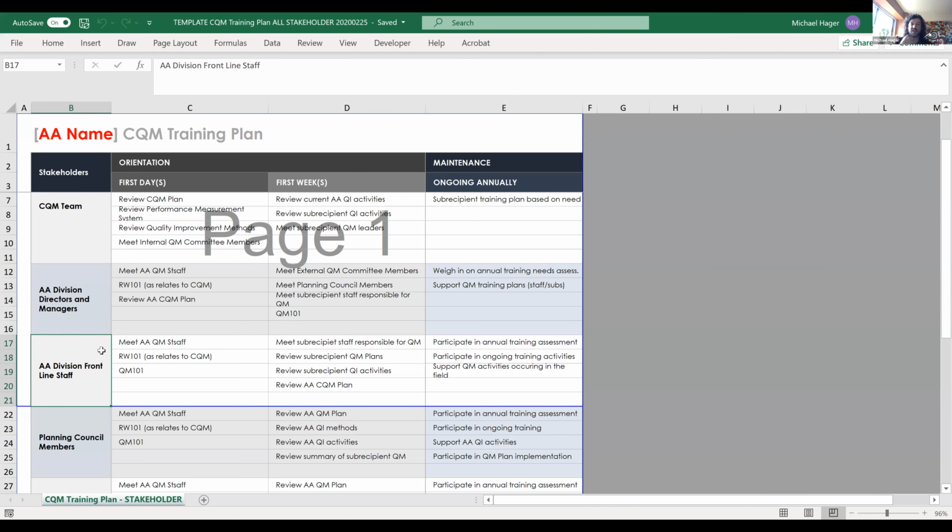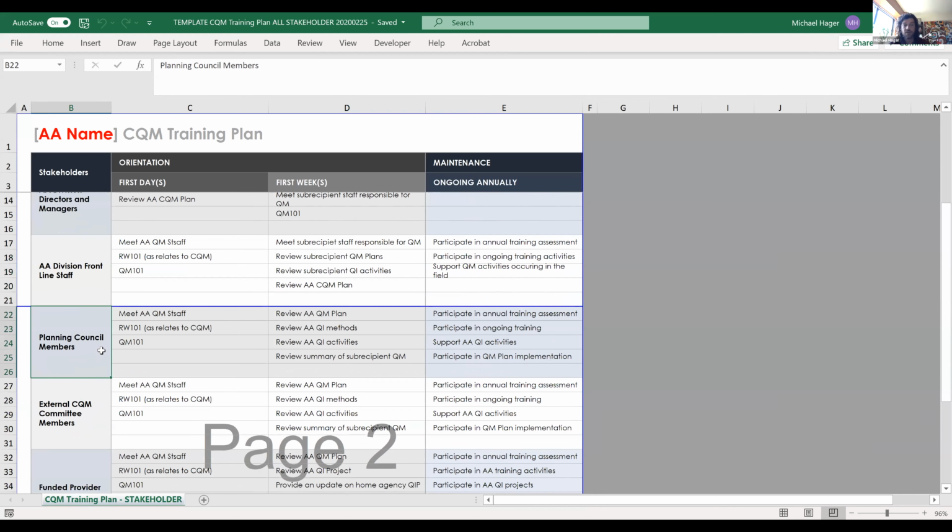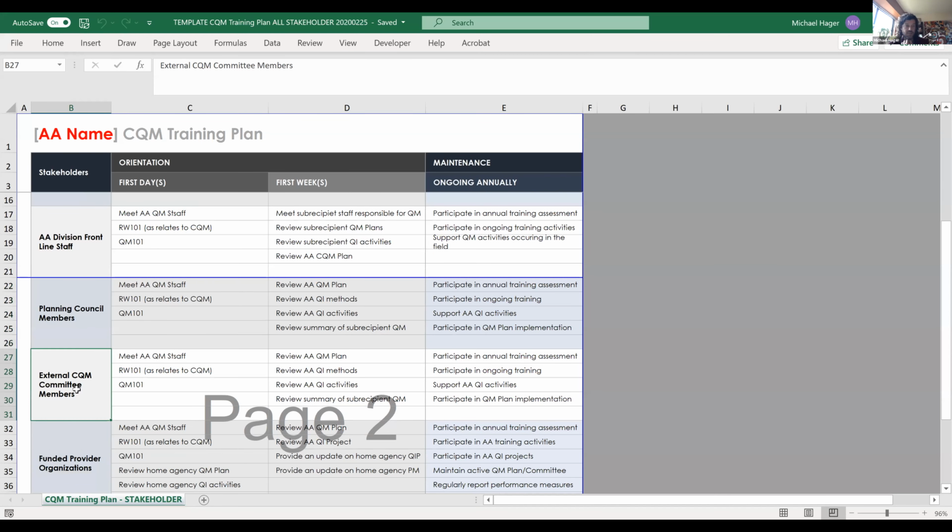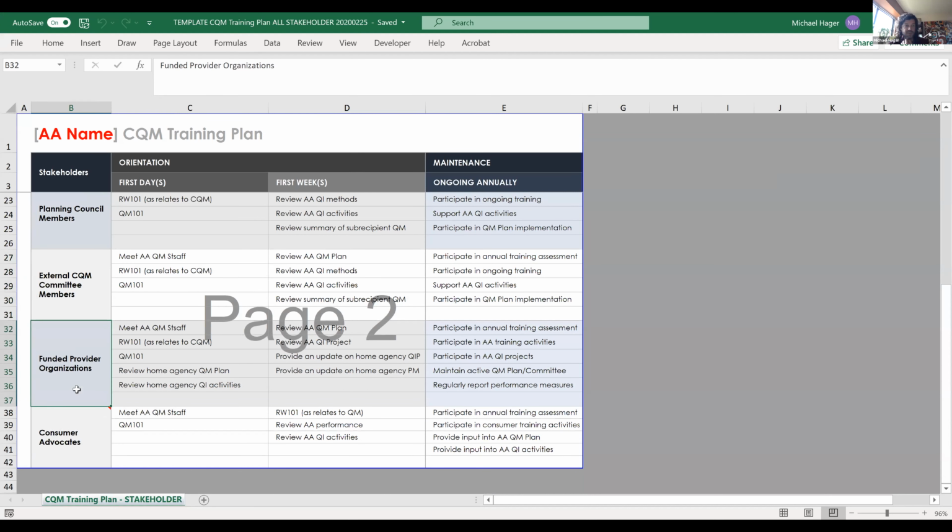We'll think about what is relevant and important to you and the groups that you have. Planning council members could be the fast track group, could be an Achieving Together group. You may not have one like this, but that's another group. The external committee members, the funded service provider organization, and consumer advocates. So thinking about the type of information that each of these groups needs in their first days of being part of the HIV system in your region, the first weeks, and the things that they need on an ongoing basis.